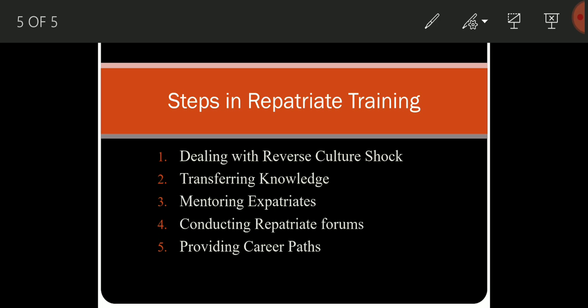Fourth is conducting repatriate forums. This means organizing a group of repatriates who can share their knowledge of international business during regularly scheduled presentations. It will give a clear sign to all employees that global experience is valued and essential. In addition, networking between repatriates can help organizations build a more satisfied global workforce.